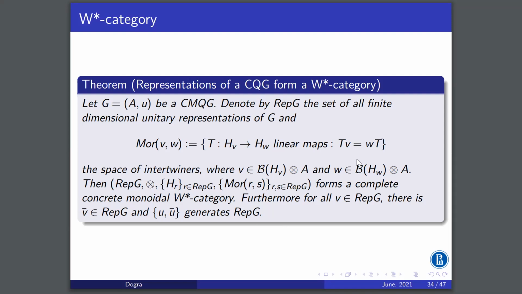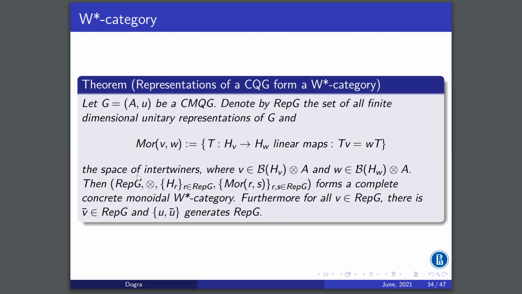So if we start off with a compact matrix quantum group, then we define some terminology. By Rep G, we denote the set of all finite dimensional unitary representations of G. And the Mor subspace is exactly those linear maps T which satisfy dV = WD with respect to the two elements V and W. And so this is the space of intertwiners. So T is an intertwiner as we defined earlier if this condition holds.